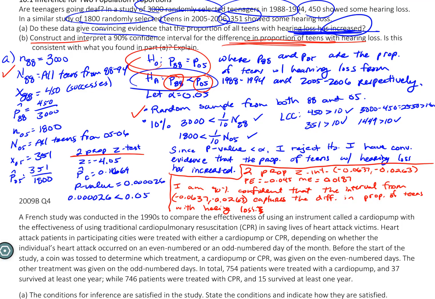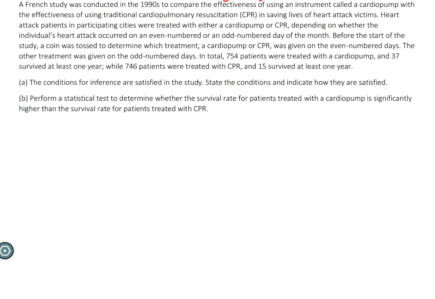And that's it. All right, so we'll go ahead and take a look at the next one, this 2009 Form B question 4 free response question. All right, so this is a really dense problem. Go ahead and make sure you read through it. But we are looking at this French study that was completed during the 1990s that was comparing two different types of treatments for heart attack patients. So go ahead and read through and see what you can find.